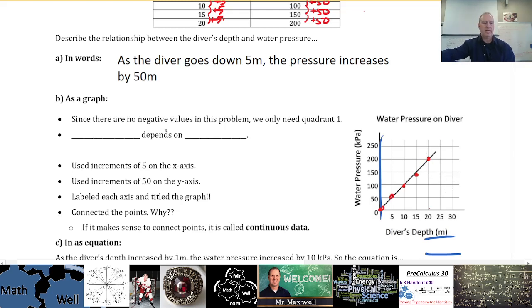So what depends on what? What is the dependent variable? The dependent variable is the variable that's on the vertical axis, right? So water pressure.